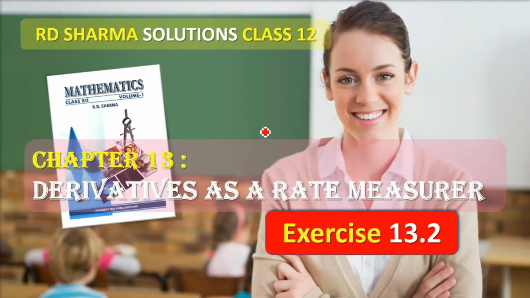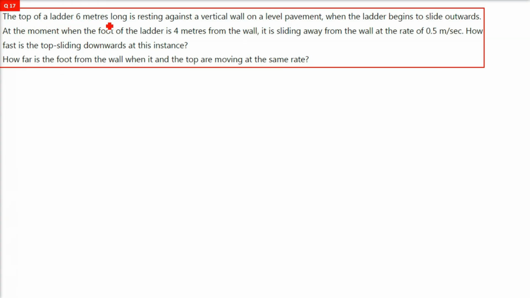This is RD Sharma Solution Class 12 Chapter 13 Derivatives as a Rate Measurer. Exercise 13.2. The top of a ladder 6 meters long is resting against a vertical wall on a level pavement. When the ladder begins to slide outwards.